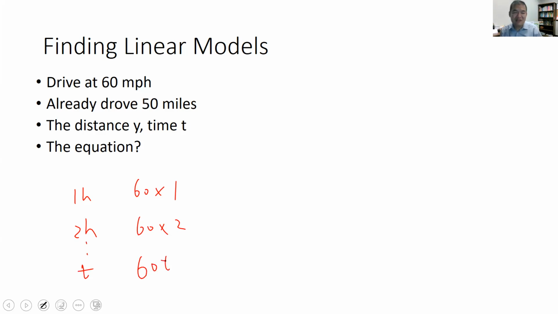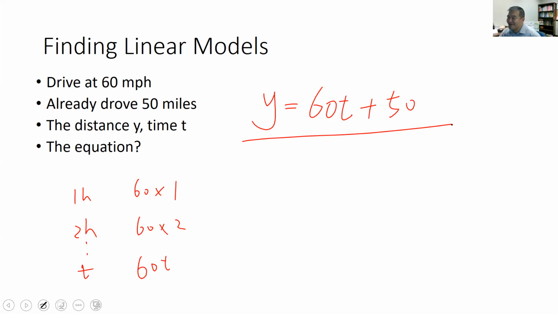Am I right? But in this case, we say that you already drove 50 miles. So what's the total distance? If the total distance is y, then it must be what? The distance you drive in T hours plus the original 50 miles. So this gives you the total distance. We say this gives you a feeling of the math modeling.